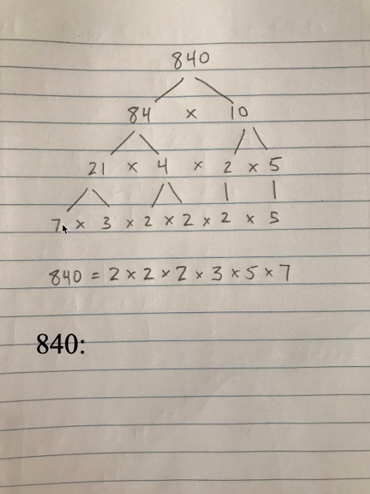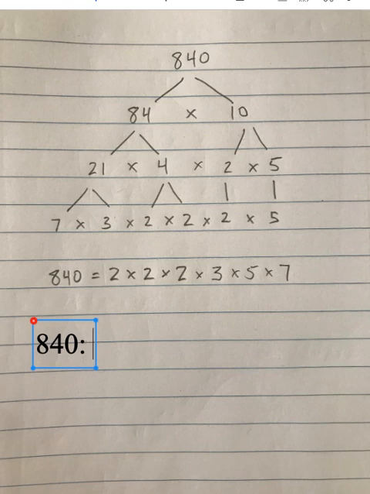So finally, we always end up on the last row with a sequence of prime numbers. And the product of these prime numbers is the prime factorization for 840. So what's amazing about this is that it tells us everything we need to know about 840. So here's what I want to do. I want to actually just add to this. I want to go through and make a list of all the factors.